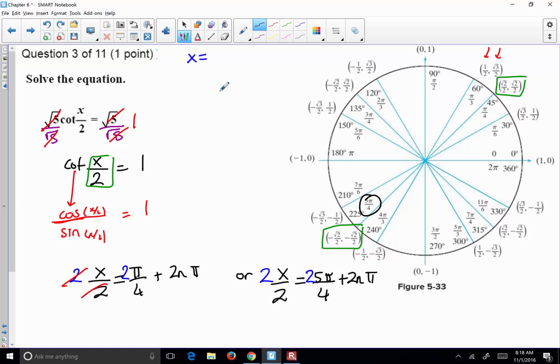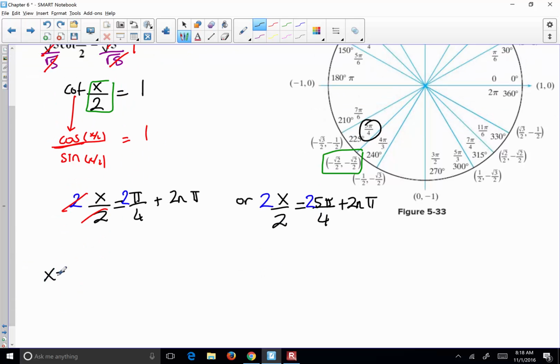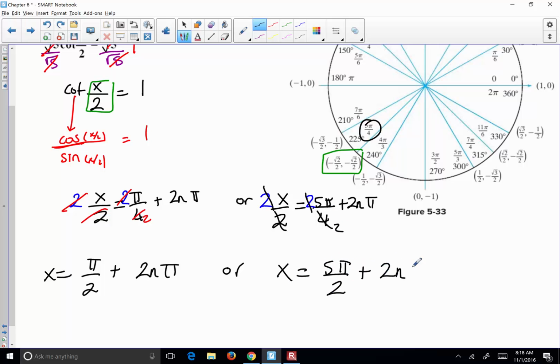Is that right? So x is, oh, these two cancel, makes pi over 2 plus 2n pi. Or x is 5 pi over 2 plus 2n pi. That's it, correct? Where's the mistake? There's a mistake.